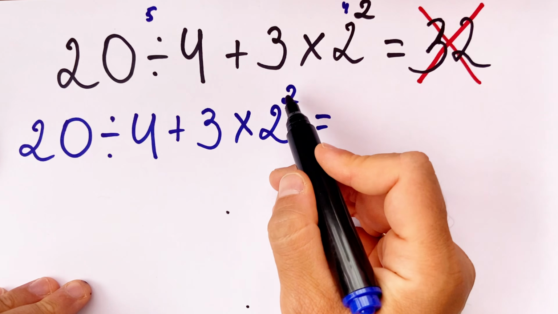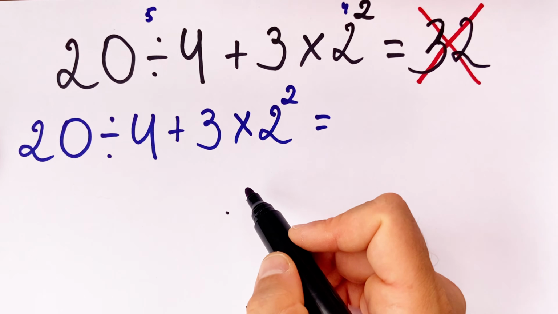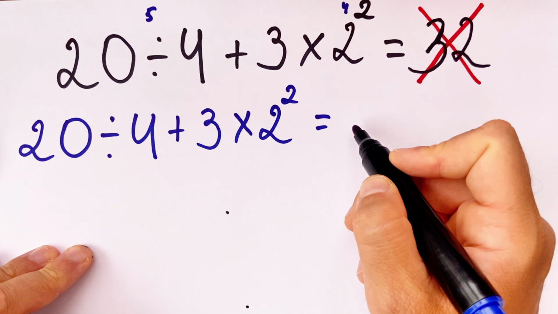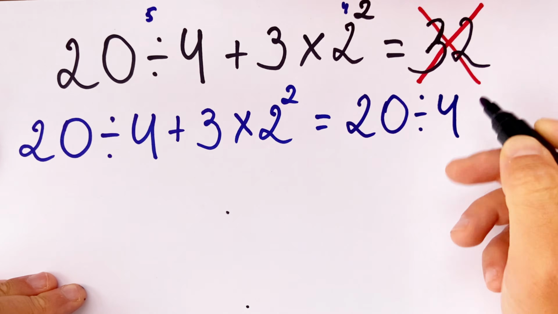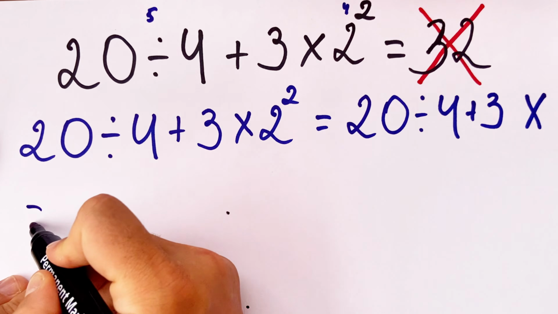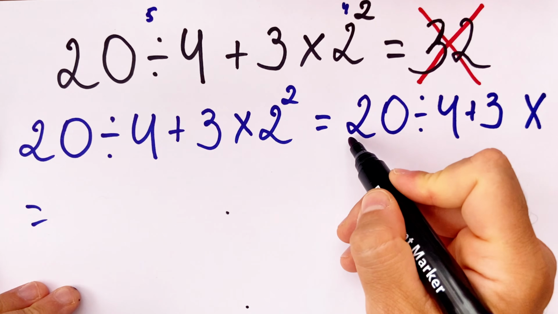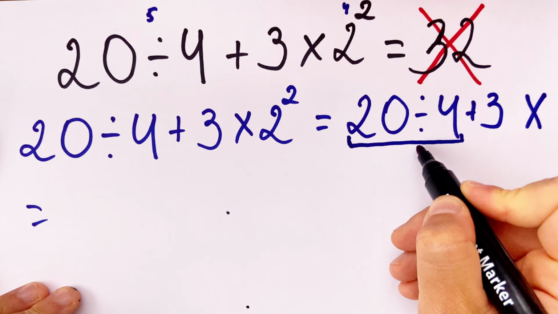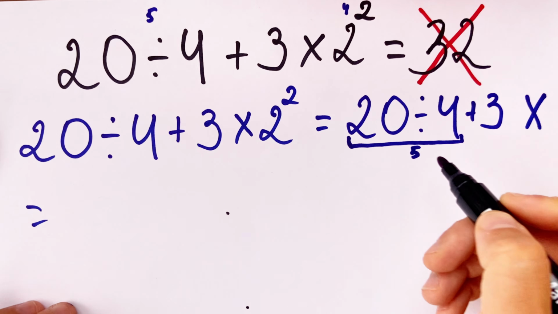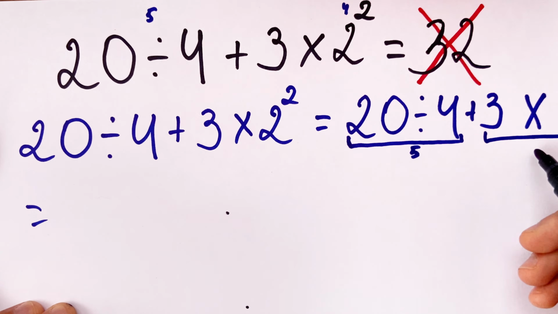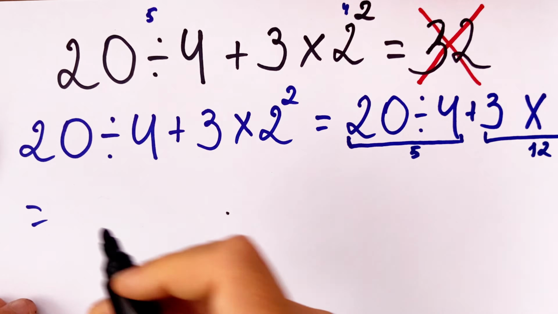Step 1. Exponents first. 2 squared equals 4. Now we have 20 divided by 4 plus 3 times 4. Step 2. Multiplication and division left to right. 20 divided by 4 equals 5. Then 3 times 4 equals 12. Now we have 5 plus 12.